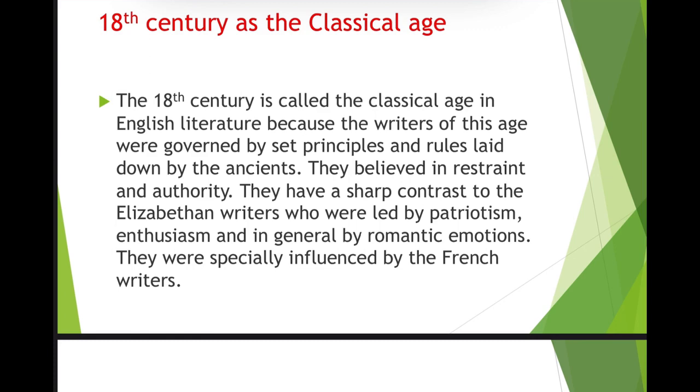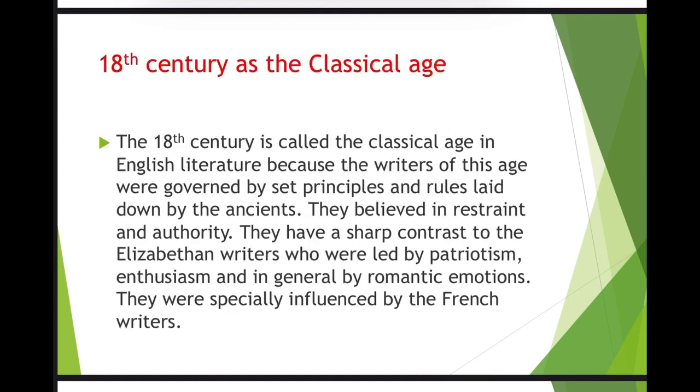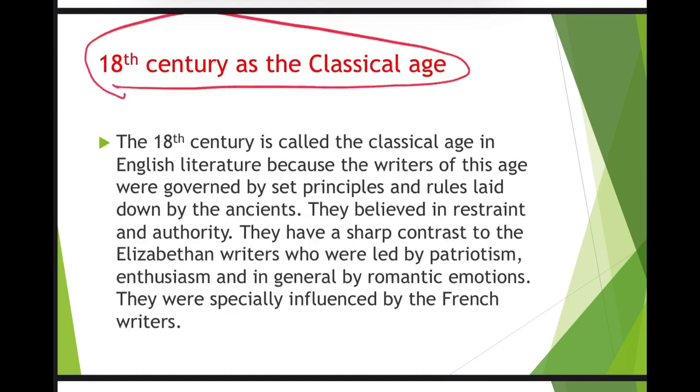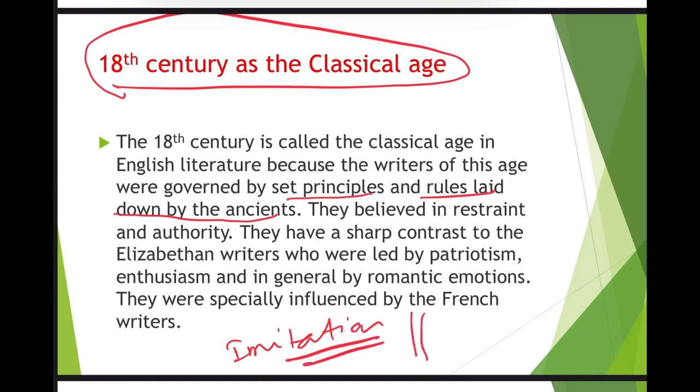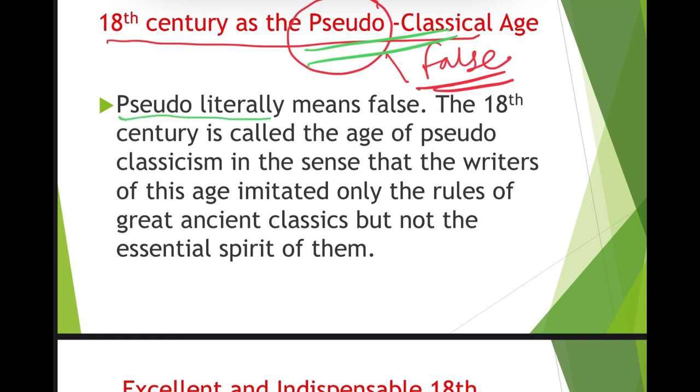Now, this 18th century is also called, as I showed you in the first slide, the classical age in the sense that these writers tried to follow the principles and rules laid down by the ancients. But the point is that this was basically the imitation, and imitation can never be original, and that is why this kind of classicism which they showed was a kind of pseudo classicism. Pseudo means false. So this 18th century was also called the pseudo classical age.